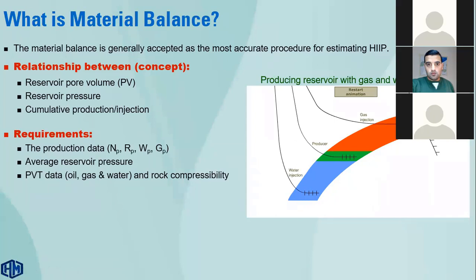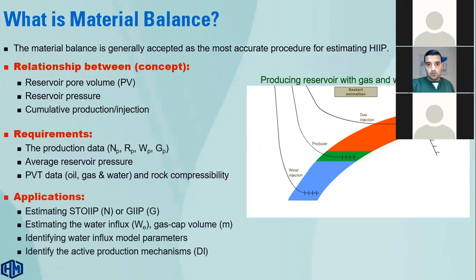The main requirements for the material balance applications are the production data: NP, RP, WP, and GP. Cumulative oil produced, cumulative gas produced, cumulative water, and cumulative produced gas oil ratio. Second requirement, the accurate determination of average reservoir pressure, and finally, PVT data like oil formation volume factor, rock compressibility, and so on. So applications of material balance are to estimate the STOIIP N or G, oil initially in place or gas initially in place.